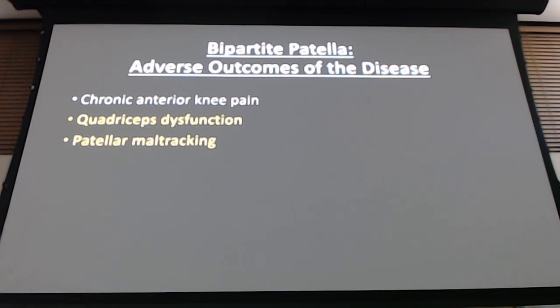Okay, adverse outcomes of the disease. Well, it's not a fracture, okay? But it's causing pain. That's why they presented initially. So it can cause chronic pain, therefore. Quadricep dysfunction. If somebody doesn't want to do certain activity and they let their quads weaken, that can cause quad dysfunction, right? That's what we're talking about. And patellar maltracking, okay?